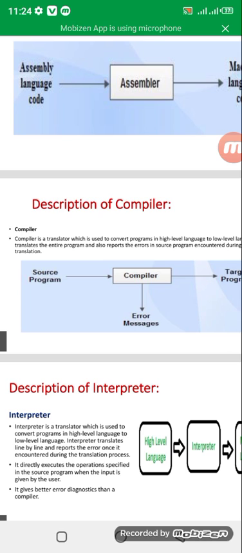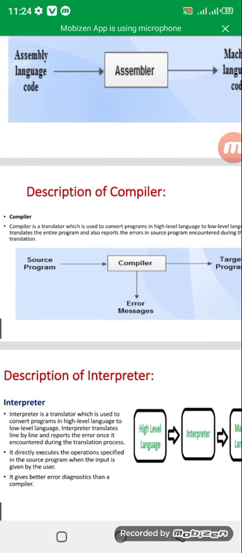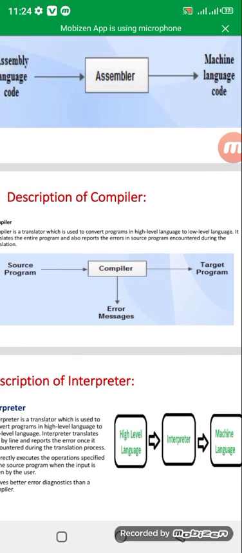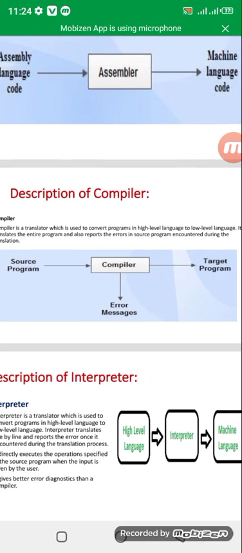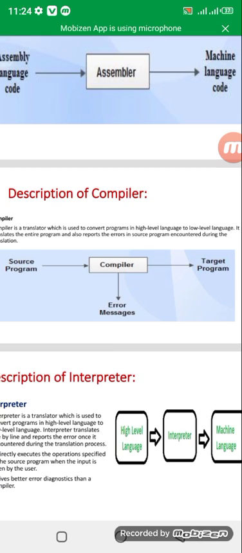Now the description of the compiler. What is a compiler? A compiler is a translator which is used to convert programs from a high-level language to a low-level language. It translates the entire program and also reports errors in the source program encountered during the translation. The source program provides information to the compiler, the compiler has the ability to report error messages, and then it converts it into a target program.